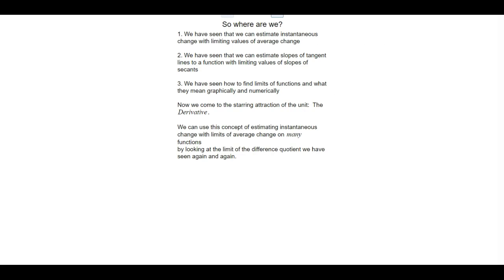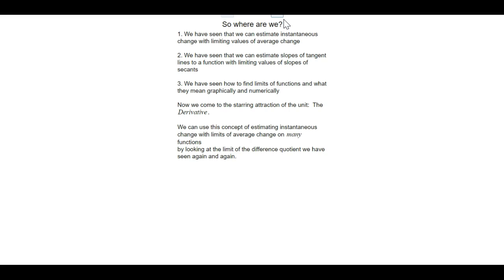Okay, so where are we? We've revisited section 2.1. We've seen that we can estimate the instantaneous rate of change by taking limiting values of the average rate of change. We see that we can estimate slopes of tangent lines with limiting values of slopes of secants. We've seen how to find limits of functions, right, and what that means graphically and numerically. And so now all this comes to the derivative.